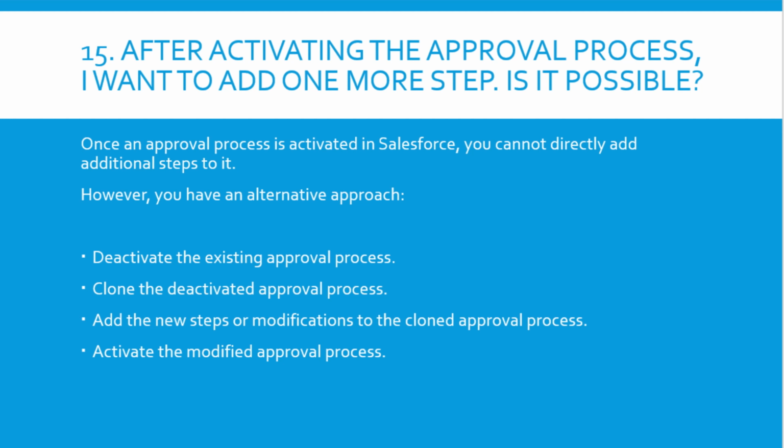Deactivate the existing approval process. Clone the deactivated approval process. Add the new steps or modifications to the cloned approval process. Activate the modified approval process.